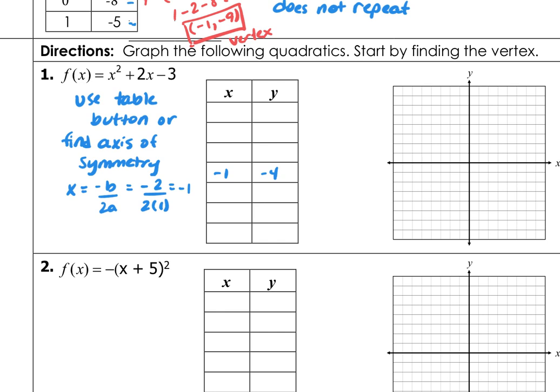And then the rest of my points are going to be -2, -3, -3, 0, -4, 5. And then when I go down, I go 0, -3, 1, 0, and 2, 5. So if you don't see your y's repeating, then you did something wrong. So then I'm just going to plot these points.